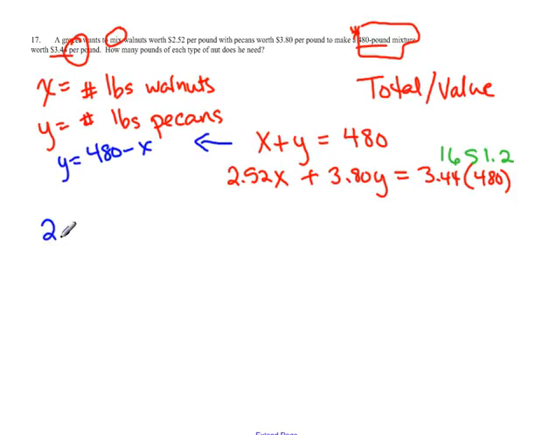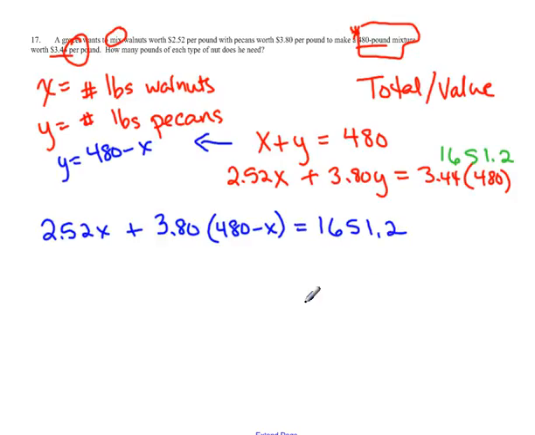Now I'm going to replace into the second equation where the Y value is. So 2.52X plus 3.80 times the value of Y that I'm substituting, 480 minus X, equals that amount when multiplied, 1,651.2. Now it's just a matter of solving for X, and you can get rid of the decimals if you prefer, but it's not necessary. So I'm going to distribute 3.80, and when I do that I get 1,824 minus 3.80x.